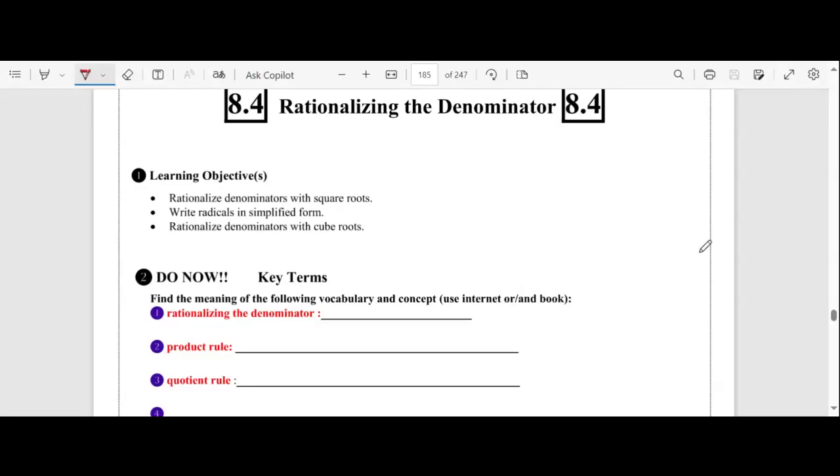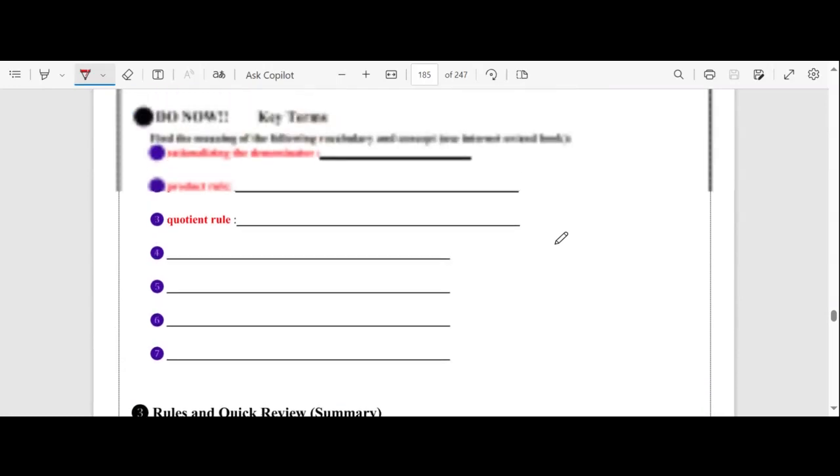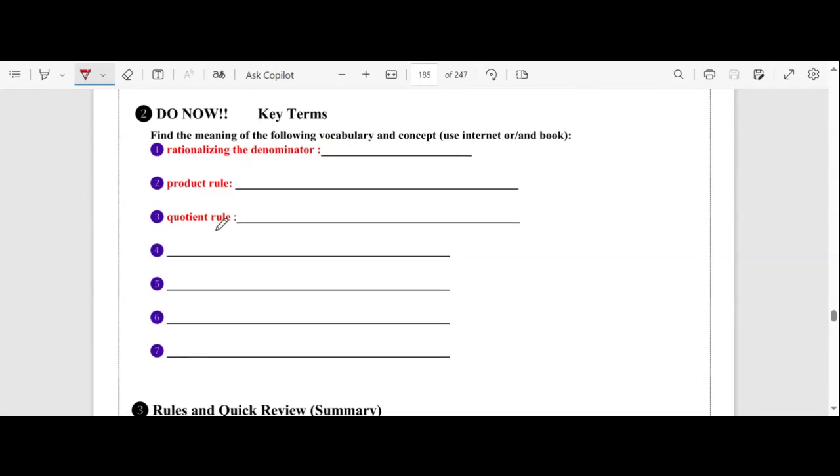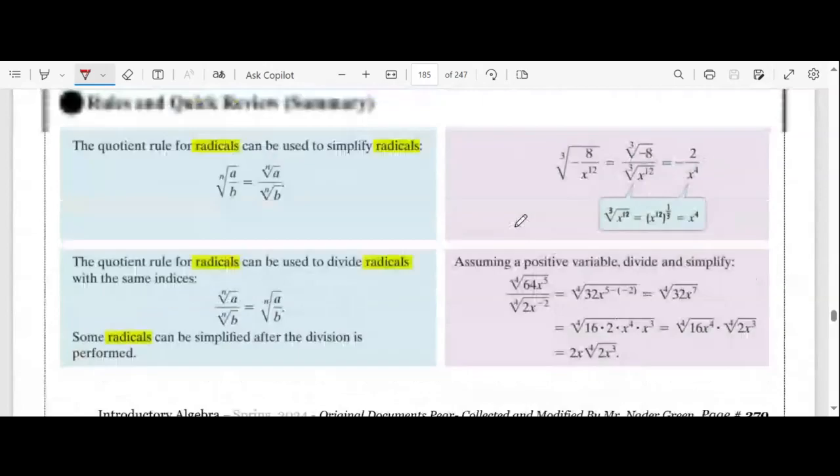8.4, rationalizing the denominator. Learning objectives: rationalize the denominator with square roots, write radicals in simplified form, and rationalize the denominator with cube roots. Okay, objectives: rationalize the denominator. You need to find the meaning for this. Product rule, power rule, and quotient rule. Let's take a look at the summary.